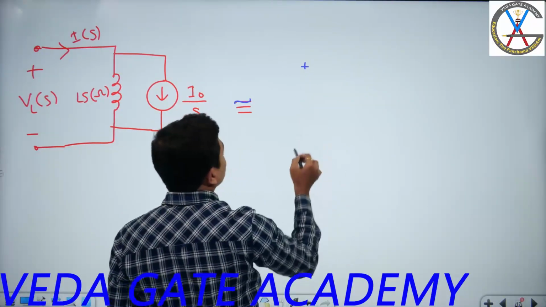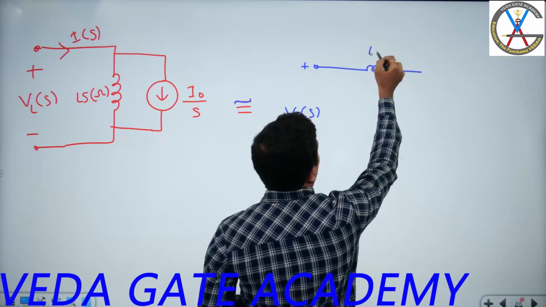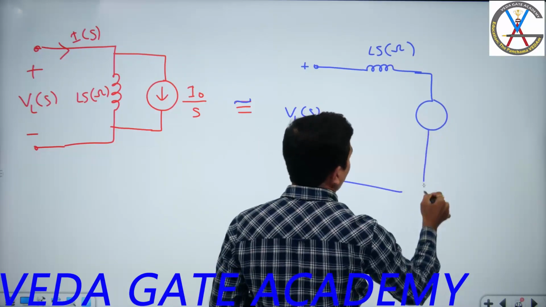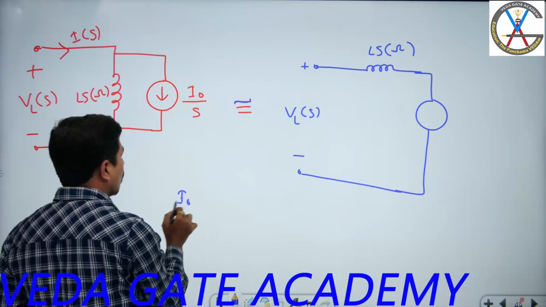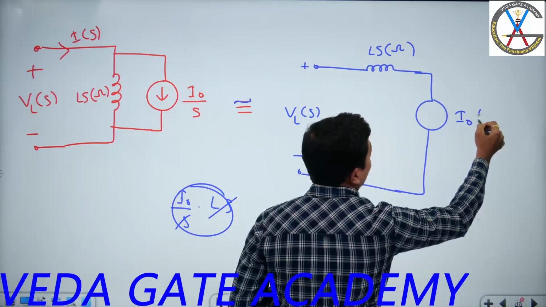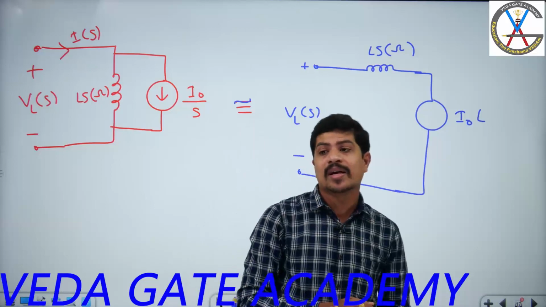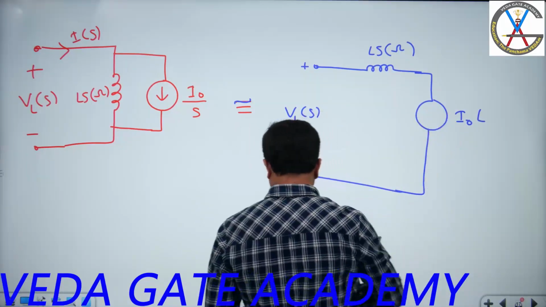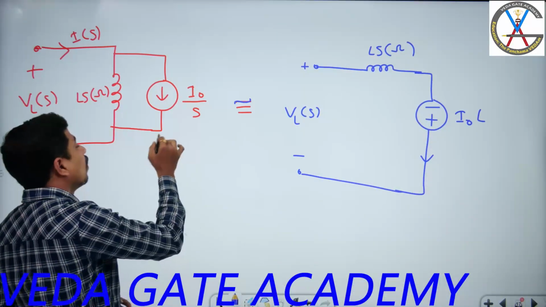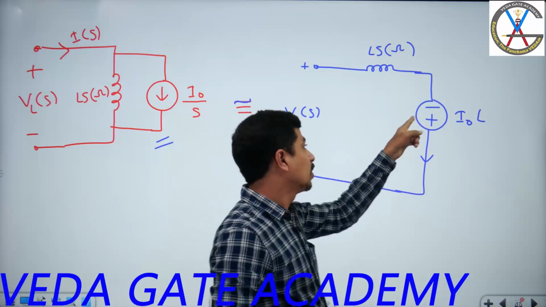Now this is plus minus VL of S. Now we are going to get some impedance Ls in ohms. Now we are going to get a voltage source here. What is the value of the voltage source? I0 by S into Ls. S has gone. How much do we have? I0 L. Now the question here, sir, is whether it is plus minus or minus plus. That is very important. It should be minus plus. Why? Because current is flowing in the downward direction. This I0 is in the downward direction. A voltage source will give current from the positive terminal. Therefore, I need to take minus and a plus.